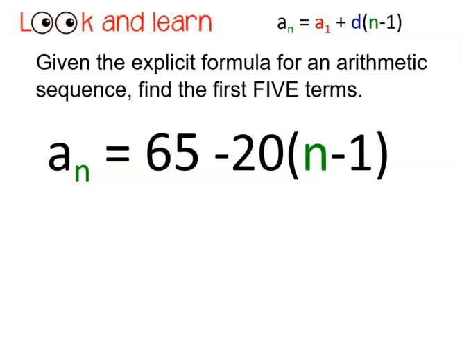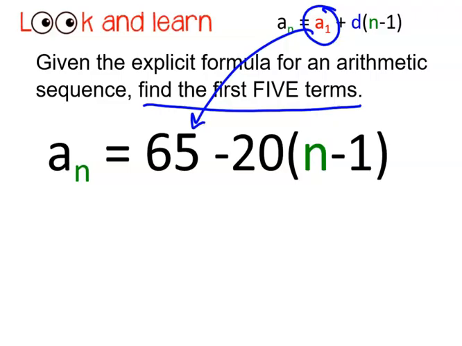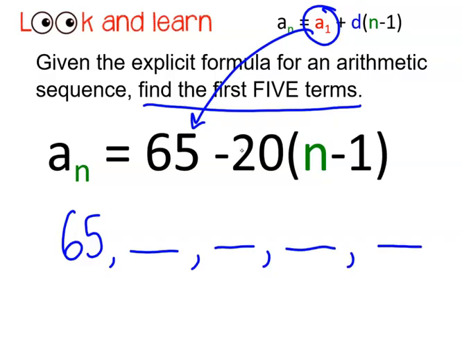Now let's try using the formula backwards. If I give you the explicit formula, can you write the first 5 terms? Well, we know the answer in the first position is here. And all we need to do in order to write the next 4 terms is use this common difference, which is to subtract 20.